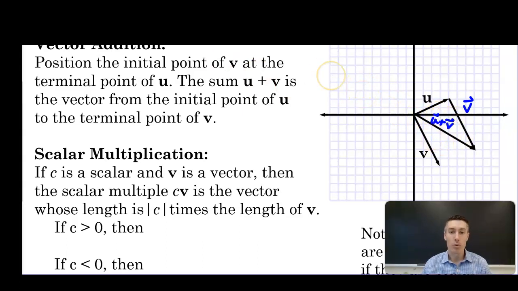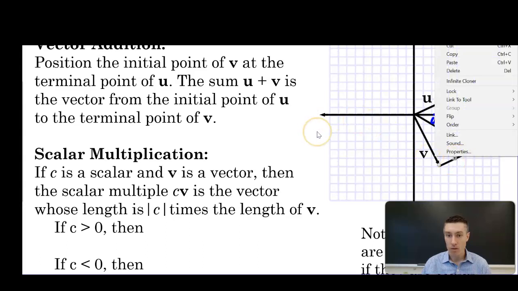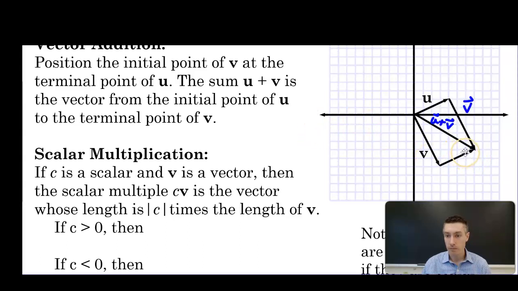Now addition is commutative, so we could have done v plus u, and in that case, we would have taken vector u and moved the initial point of u to the terminal point of v, so the tail of u to the tip of v, and notice we get the same result. There. Okay, so if we complete the addition both ways, we do create a parallelogram, and the sum u plus v is the diagonal of the parallelogram.